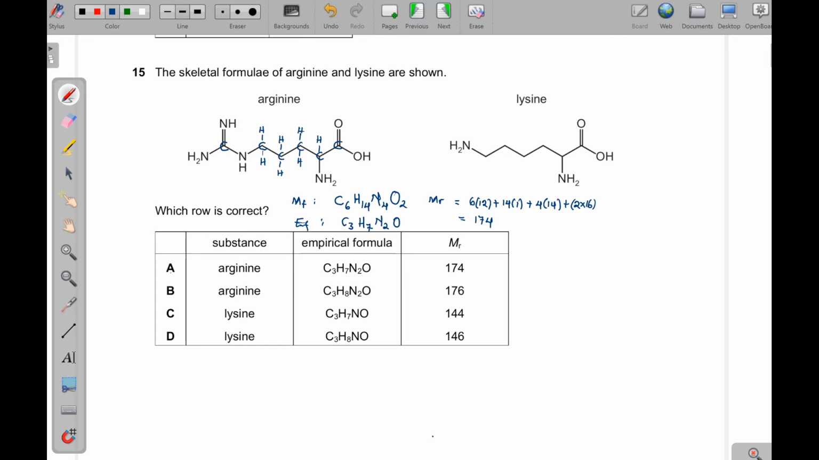Now let's look at arginine. Arginine, the empirical formula is this one here. So which one do you think? C3H7N2O. This one is correct. Then the molecular formula, we have seen it is 174. So these two are correct. So that even means our answer is supposed to be A. But let's look at lysine.